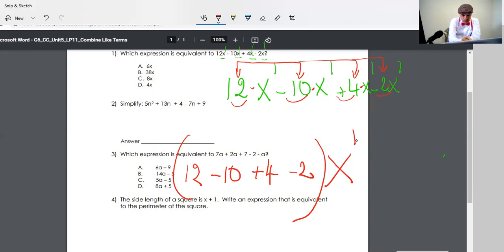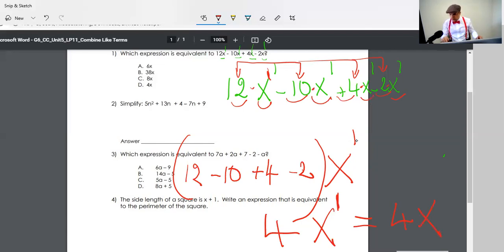And you do them. 12 minus 10 is 2. 2 plus 4 is 6. 6 minus 2 is 4. So this is going to give you 4x to the 1, or you just write it as 4x. We don't write that 1 on the top, okay? So how do we combine like terms? The rule says same variable with the same number on top, exponent, okay? You can combine them. All right, so do the next one, number 2.